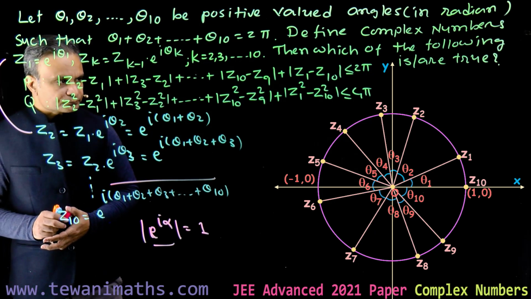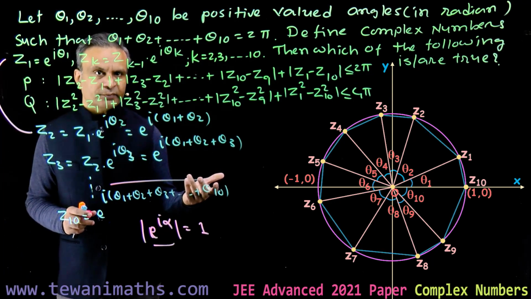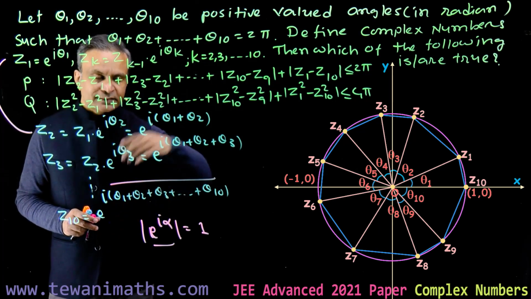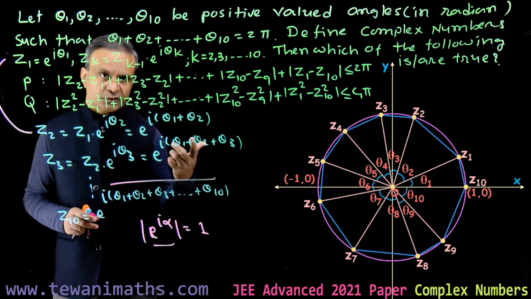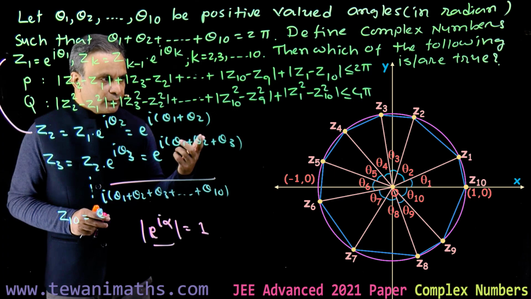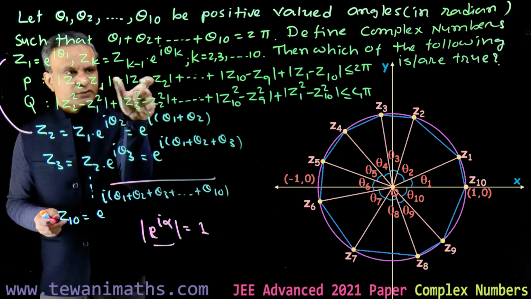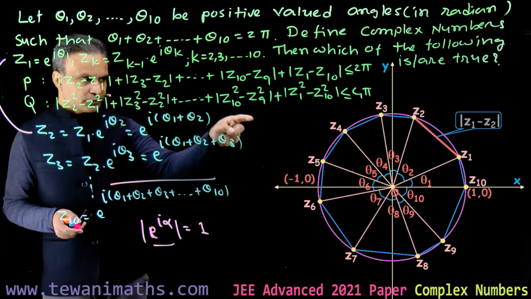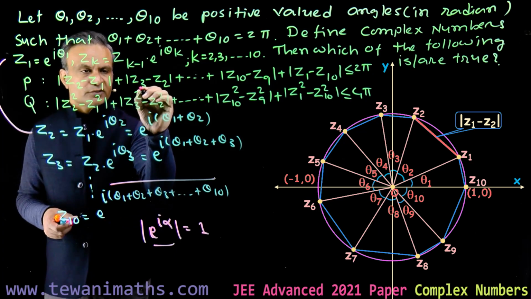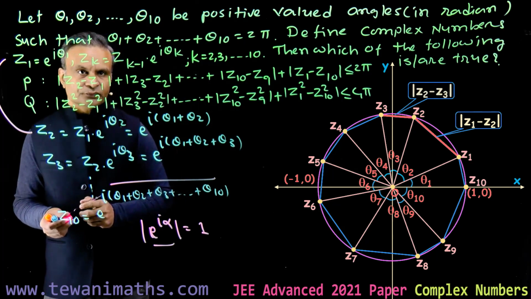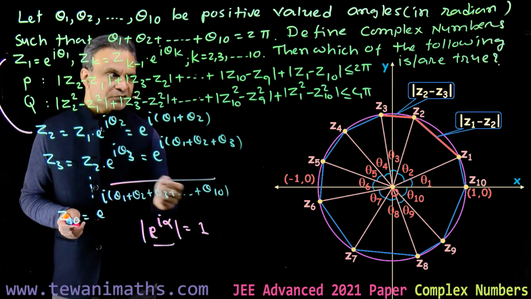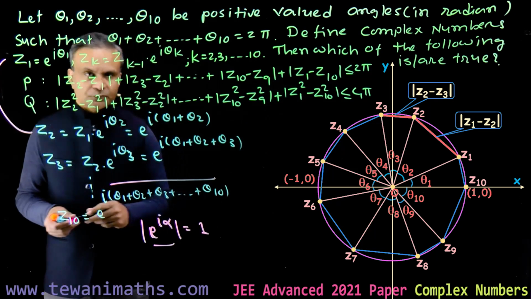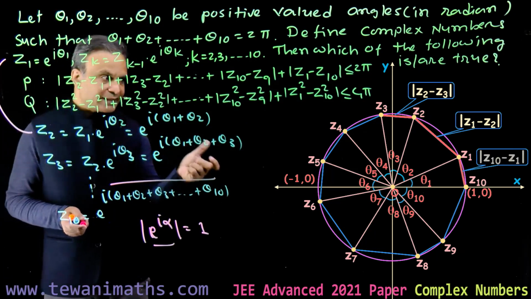Now we join consecutive complex numbers by line segments. We get this polygon. This polygon is inscribed in the circle of radius 1. Then how do you interpret these terms? Modulus of Z2 minus Z1 is the length of this chord. Modulus of Z3 minus Z2 is the length of the chord joining complex numbers Z2 and Z3, and so on. And modulus of Z1 minus Z10 is the length of the chord joining complex numbers Z1 and Z10.